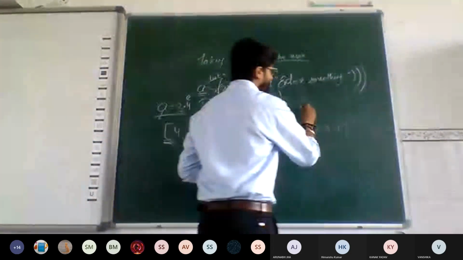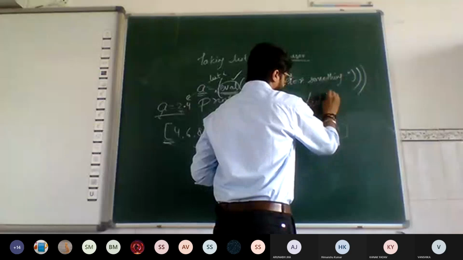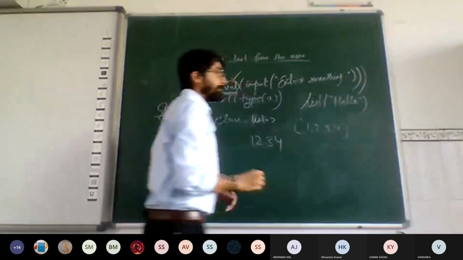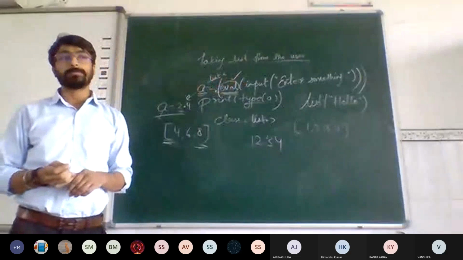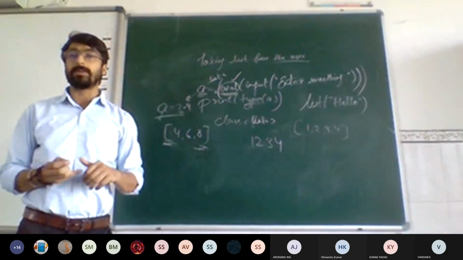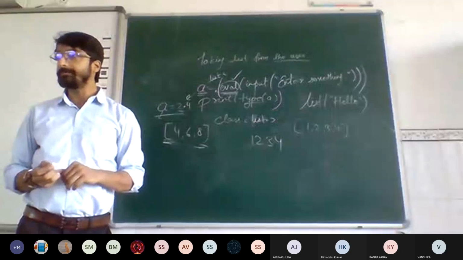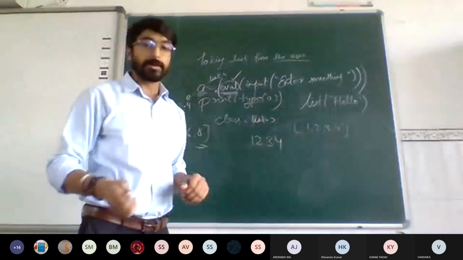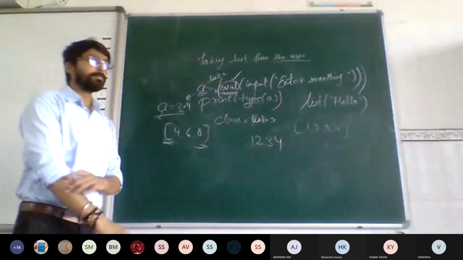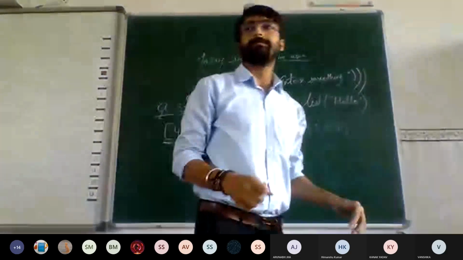But if I have written list of hello, now the list will be like H, E, L, L, O, 5 different elements of a list. Right? Clear? If you want to write it down, you can please. But if you have some doubts, you can ask.